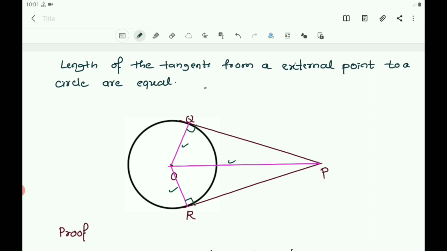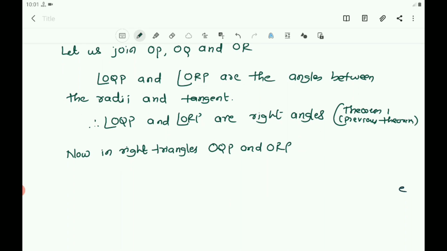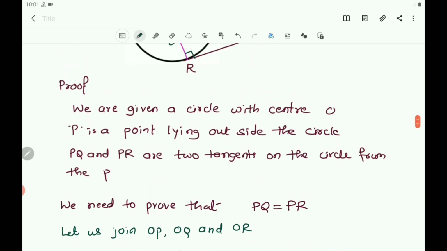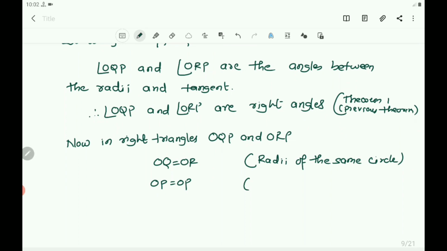Then, according to the RHS congruence rule, triangle OQP is congruent to triangle ORP. So you write, in the right angle triangles OQP and ORP, OQ equals OR. Reason: radii of the same circle. And also you write OP equals OP. Why is OP equal to OP? That is the common side, the side of both triangles. So you write: common side.